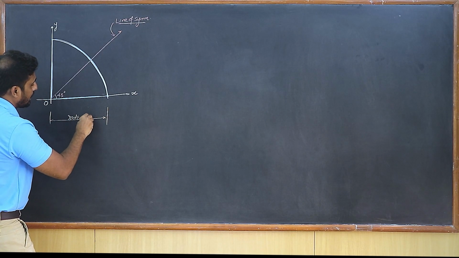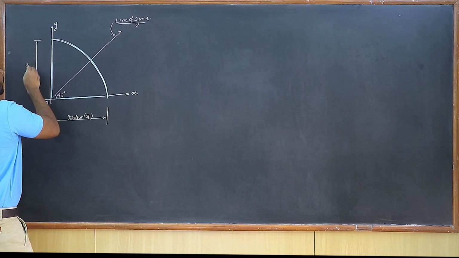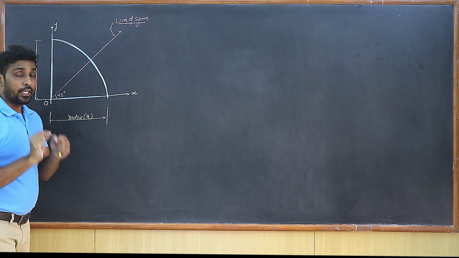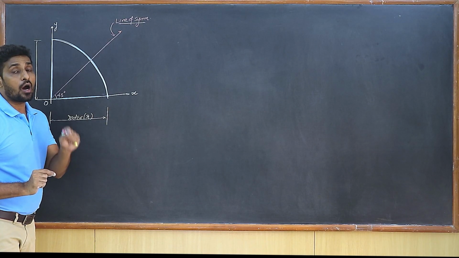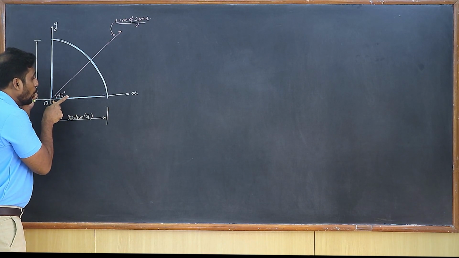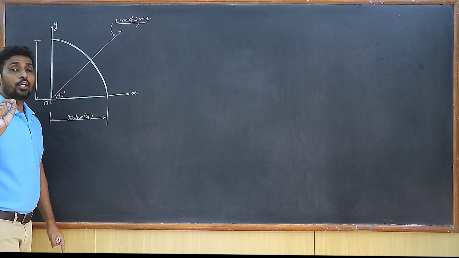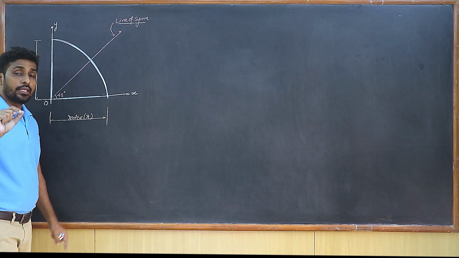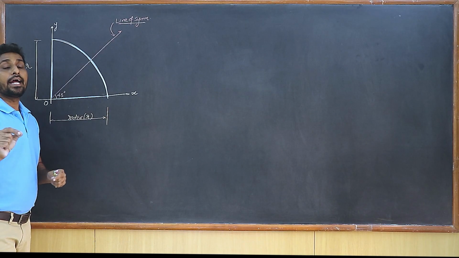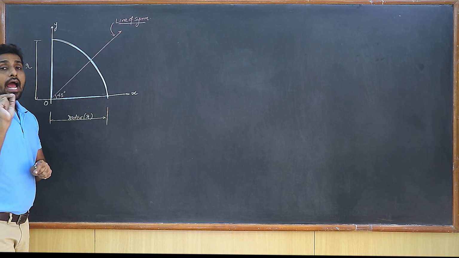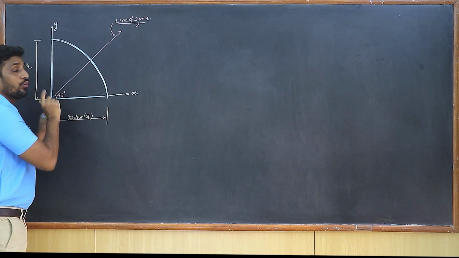I will take this as the radius r. Obviously, this is also the radius r. So remember that the centroid of a quarter circle will again be at a distance of 4r upon 3 pi from the two radii of the quarter circle. You remember in a semicircle, the centroid was at a distance of 4r upon 3 pi from the diameter of the semicircle. So here for a quarter circle, the centroid is going to lie at a distance of 4r upon 3 pi from the two radii of the quarter circle.